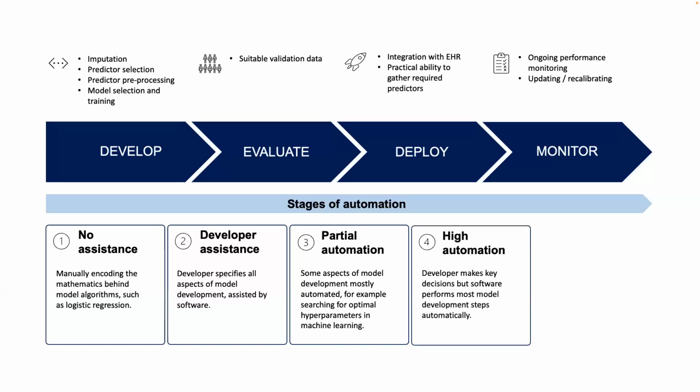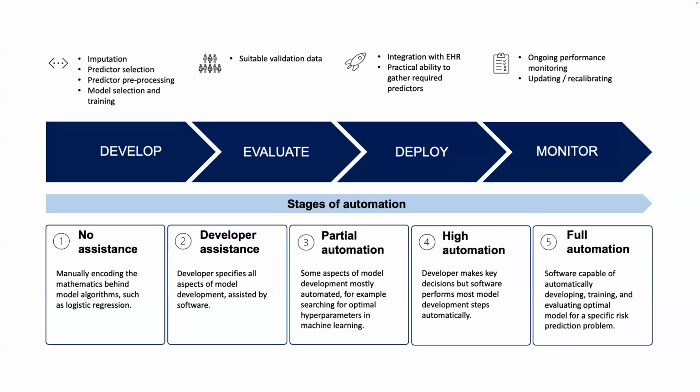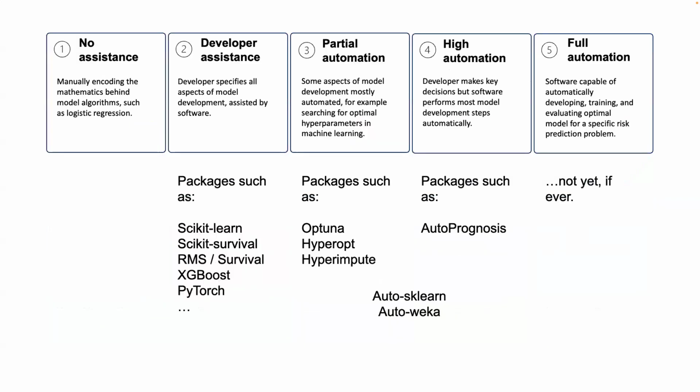A very high level of automation is when you're making the key decisions but software is performing almost all of the steps automatically. And then in theory, there's full automation, where your software could go off and automatically develop, train, evaluate, and put into practice a model for a specific risk prediction problem. Now, where are we? As I mentioned, most people will use packages that exist to do risk prediction. So that's a form of automation.